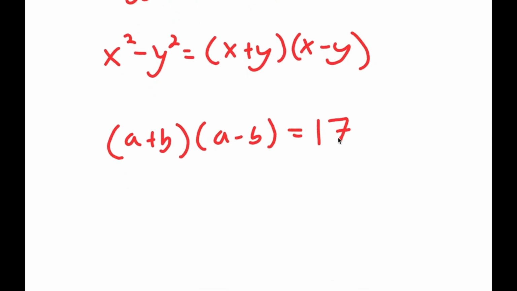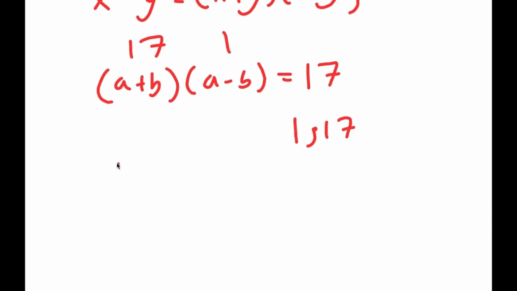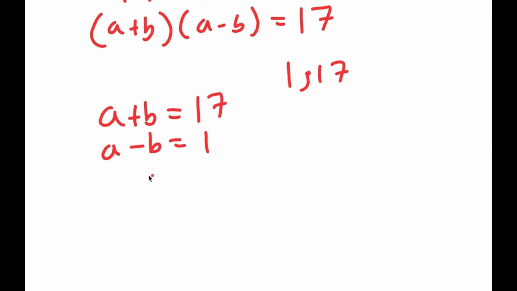Now the only factors of 17 are 1 and 17, meaning that one of these two has to be 17 and the other one has to be 1. So just by looking at this, we can tell that a plus b is going to be 17, and a minus b is going to be 1 because a plus b is greater than a minus b. Meaning, I have two equations, a plus b equals 17, and a minus b is equal to 1.